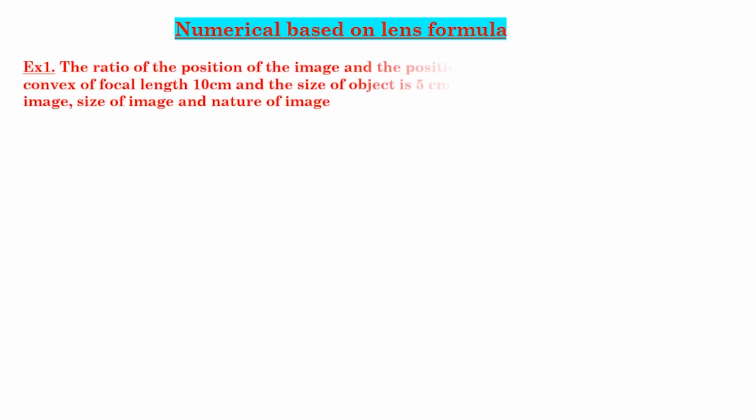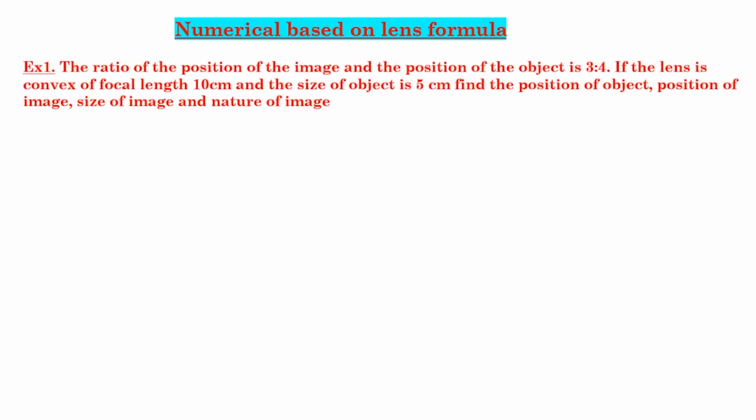So, numerical based on the lens formula. The first numerical: the ratio of the position of image and the position of object is 3:4. If the lens is convex of focal length 10 cm and the size of the object is 5 cm, find the position of object, position of image, size of image, and nature of the image. That means we have to calculate u, v, h prime and nature.